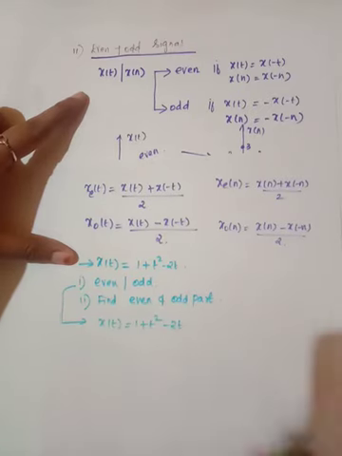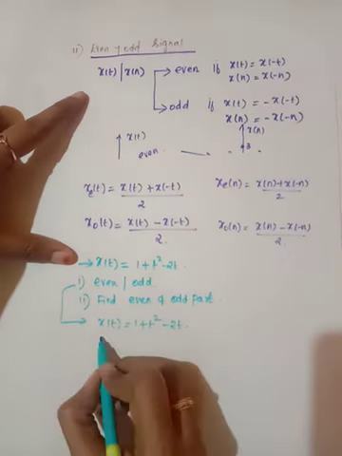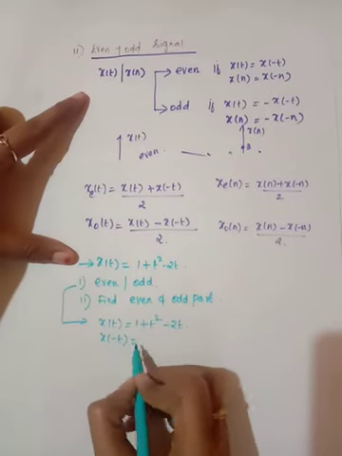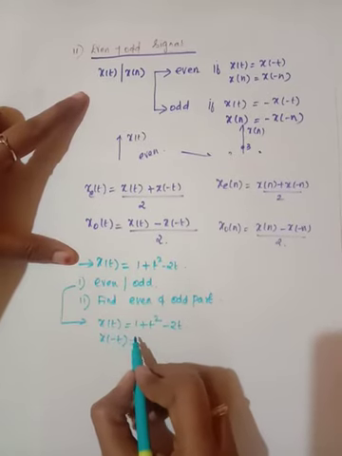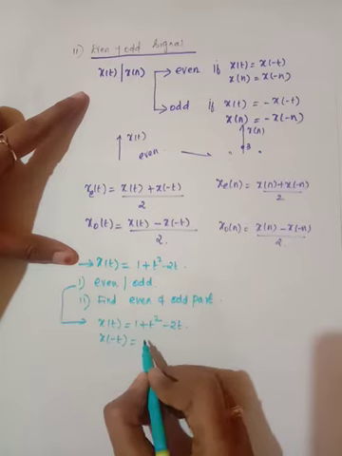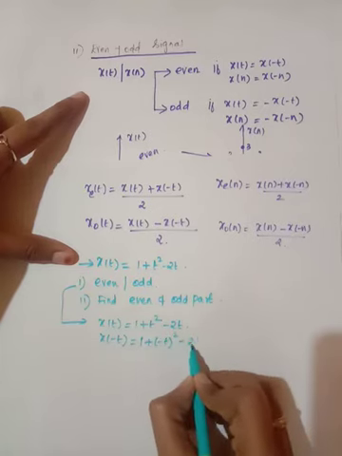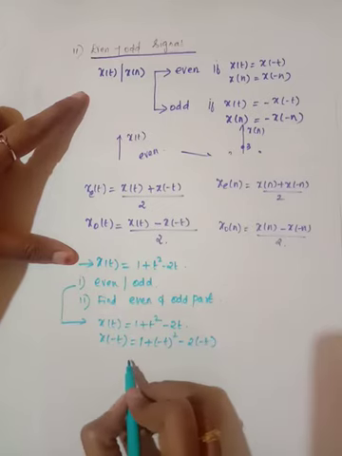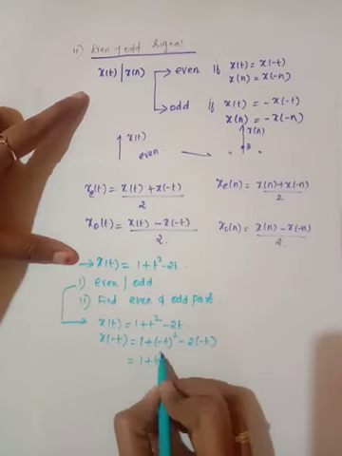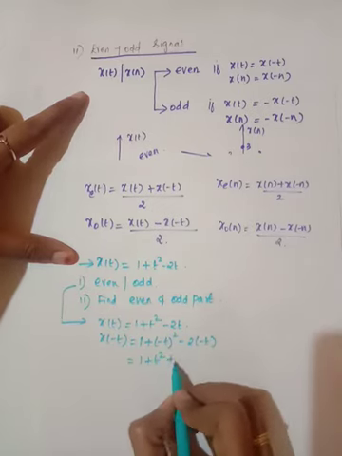Now we need to find x of minus t. So x of minus t is nothing but substituting t equal to minus t. So 1 plus minus t the whole square minus 2 into minus t. So what will you get? We will get 1 plus t square plus 2t.